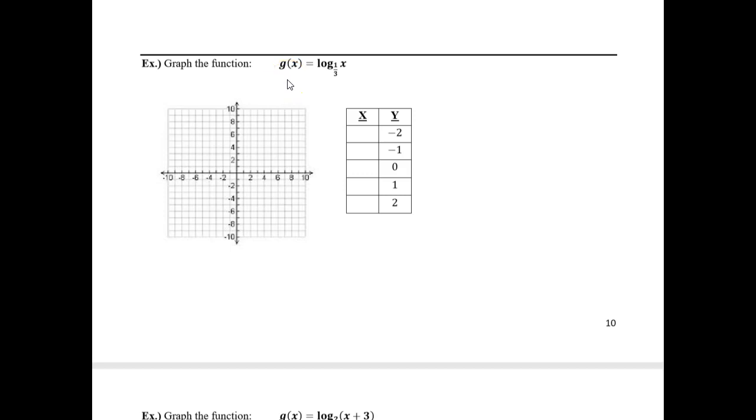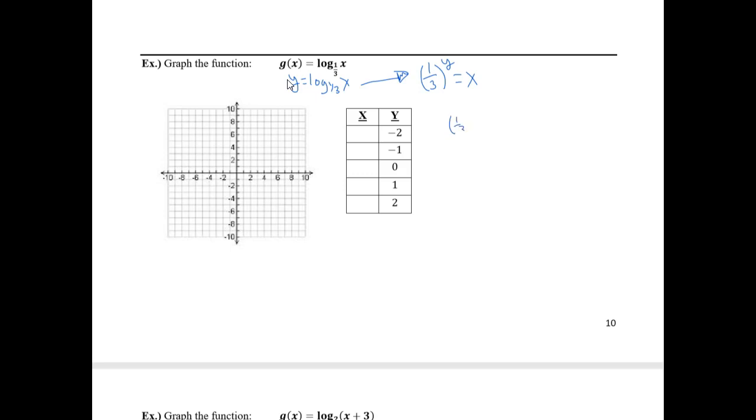Alright, the first thing I'm going to do is replace g of x with a y, because g of x is the same thing as y. And then I'm going to rewrite it exponentially. So the base, it's log base 1/3. The base is 1/3. Logs equal exponents, so the exponent is y, and that will equal x. So now I can plug in my y values and solve for my x values.